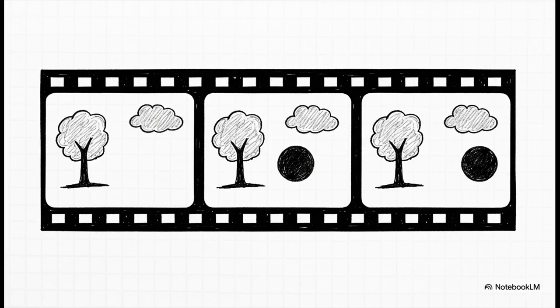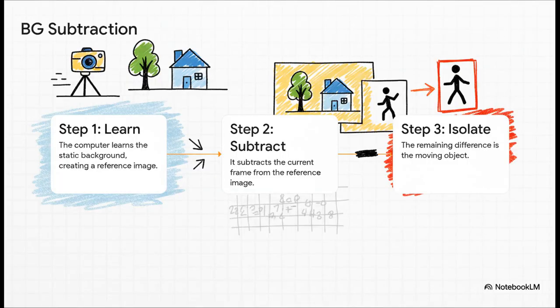So the most basic thing we might want to do is tell it to ignore everything that's standing still and only pay attention to what's moving. And a really classic way to do this is with a technique called background subtraction. It's so clever. First, you just let the computer watch the empty scene for a few seconds. It learns what the background is supposed to look like, and it saves that as a reference. Then, for every new frame that comes in, it just subtracts the background from it, pixel by pixel. Anything that was the same just becomes black. The only things left are the things that were different.